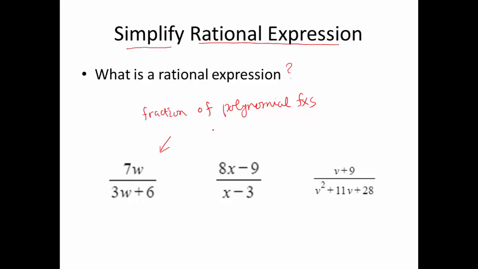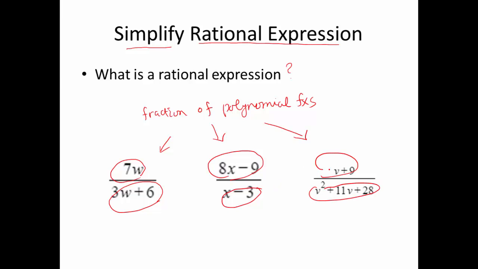So all these are rational expressions because they have a polynomial function on the top and a polynomial function at the bottom. Same thing here, polynomial function on the top as numerator and a polynomial function at the bottom as denominator. So these are all rational expressions.